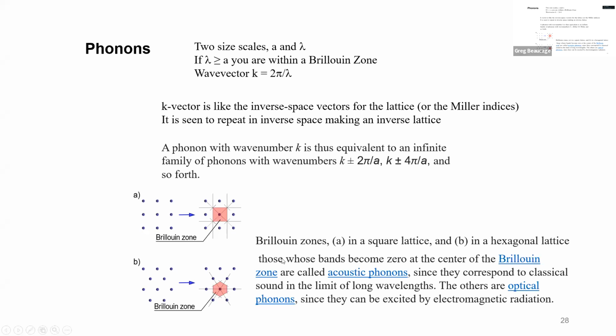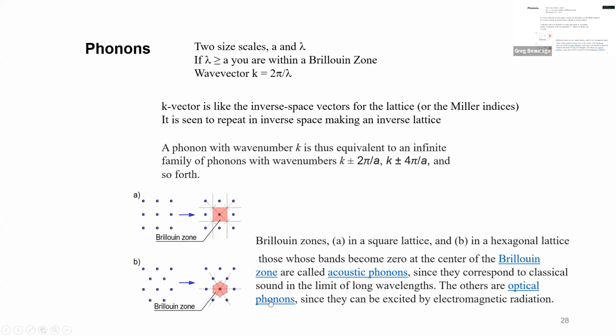So for a mechanical vibration, an acoustic phonon, you have this limit when you get to zero that the thing moves around the room and it's not really vibrating anymore. Like if you threw the baseball across the room, it's not a vibration, right? So that's why it goes to zero at K equals zero, for the acoustic phonons.